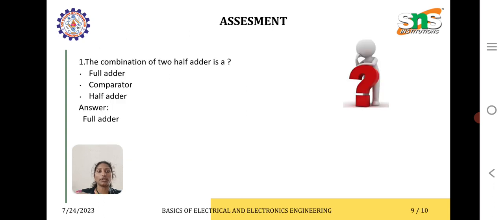So the combination of two half adders is a dash. Either the combination of two adders will produce a full adder or a comparator, or again it will be a half adder. The answer will be full adder.